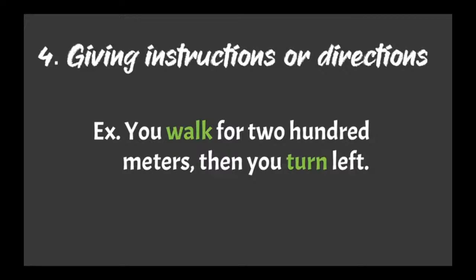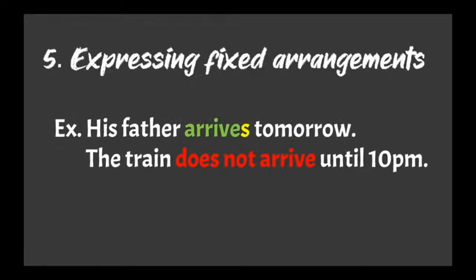Number 4, giving instructions or directions. In this case, you're giving directions to someone. You walk for 200 meters, then you turn left. We use the present simple when we give instructions or directions. Number 5, expressing fixed arrangements. For example, his father arrives tomorrow. This is a fixed arrangement. You know that his father will arrive tomorrow, so we use the present simple.